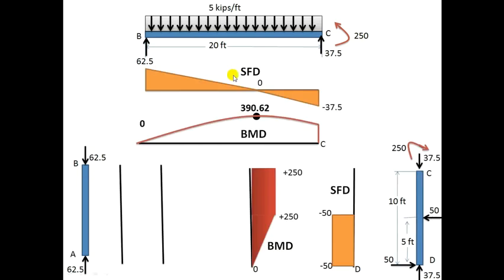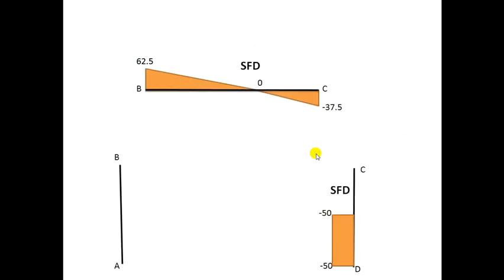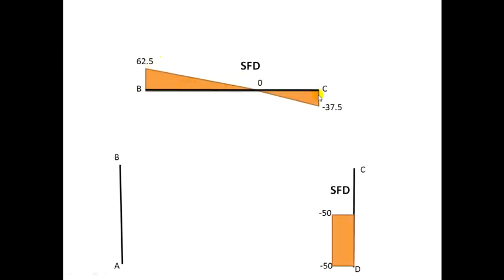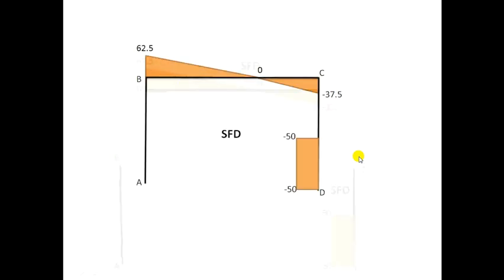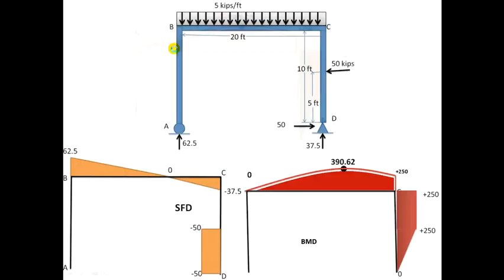These are the shear force and bending moment diagrams for the respective members, and what I will do, I will simply join them. Simply join their baselines. BC, join C with C and B with B, and similarly join for the bending moments. This is the frame, and this is my shear force diagram and bending moment diagram for this.